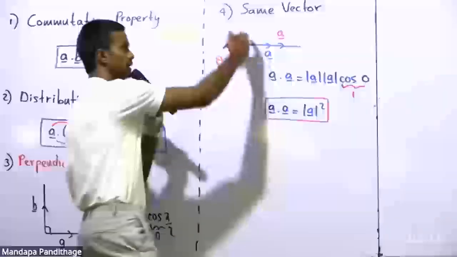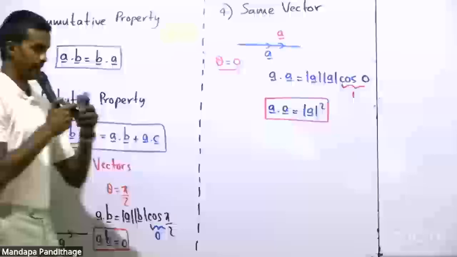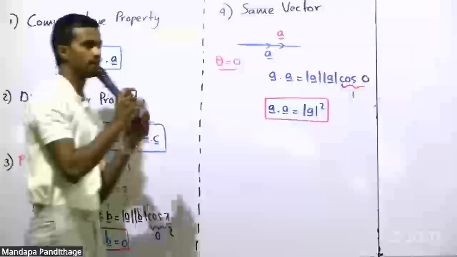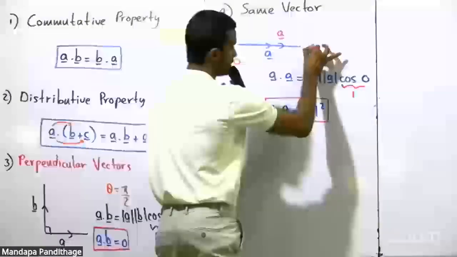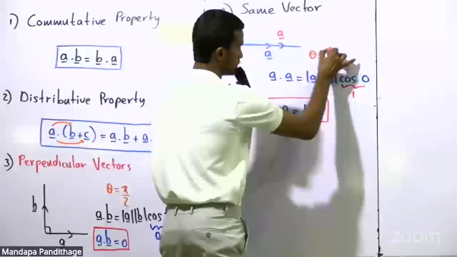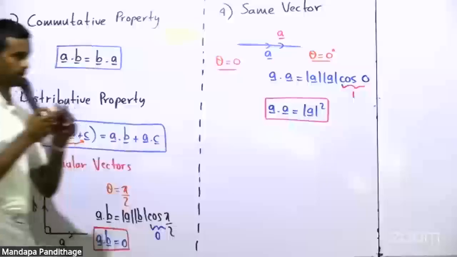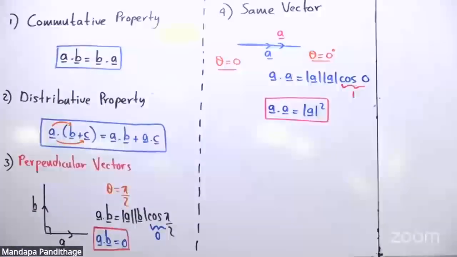Okay, then draw this diagram, put the angle, and get the result: A dot A is equal to, sorry, modulus A squared.